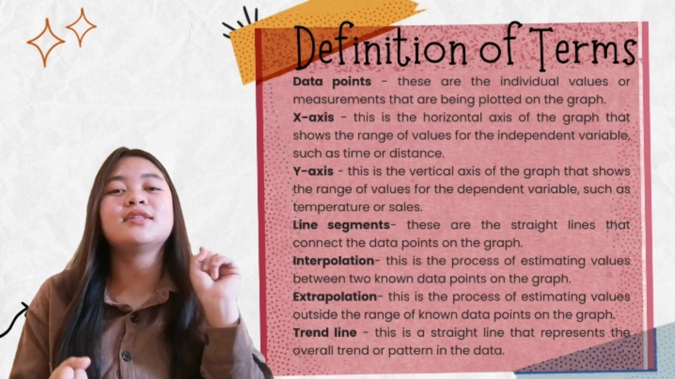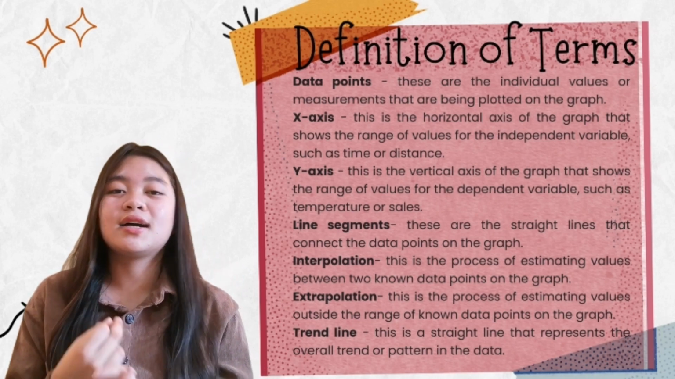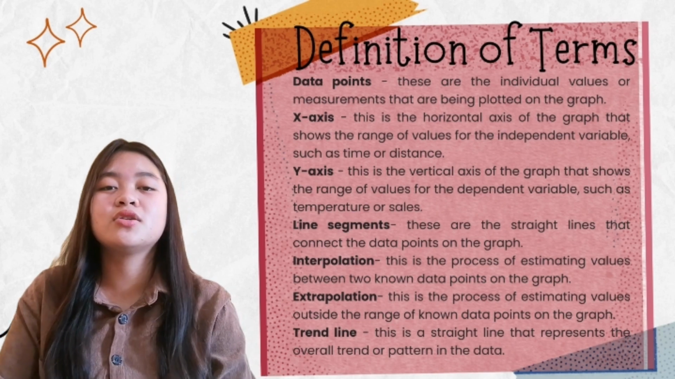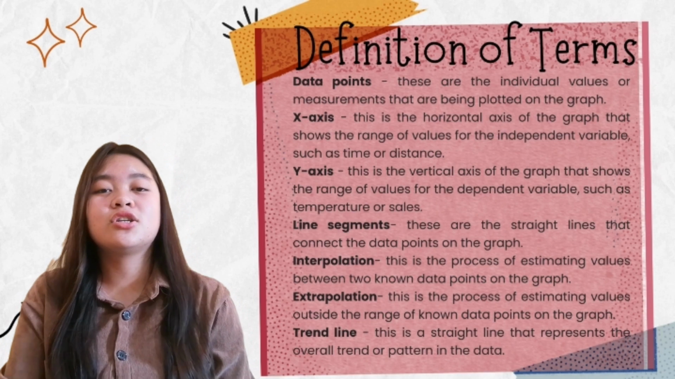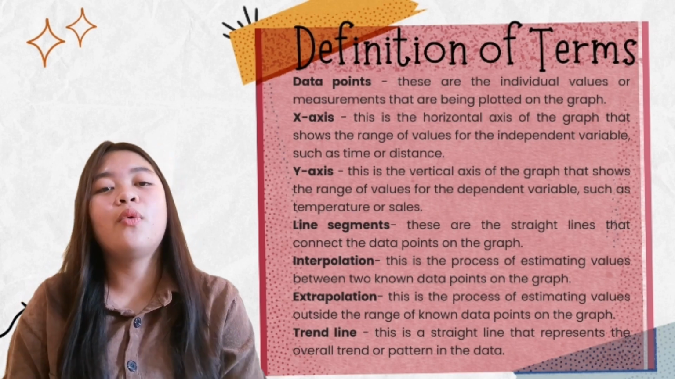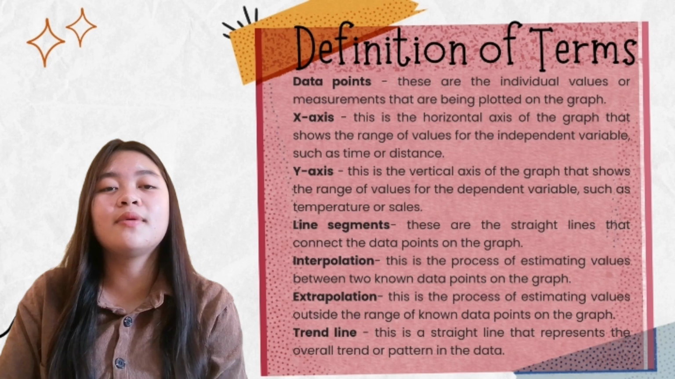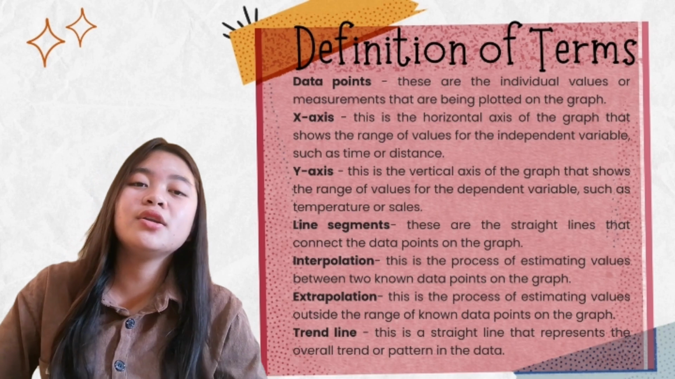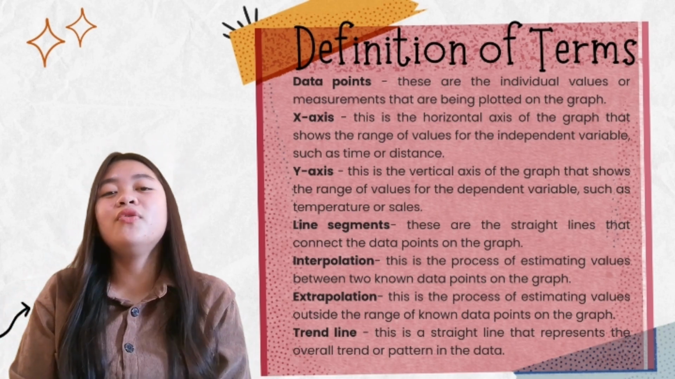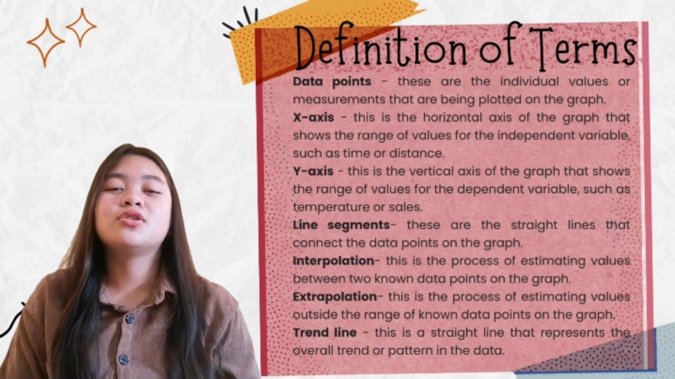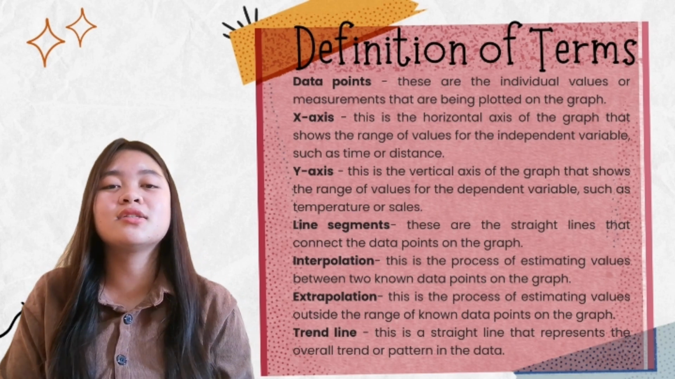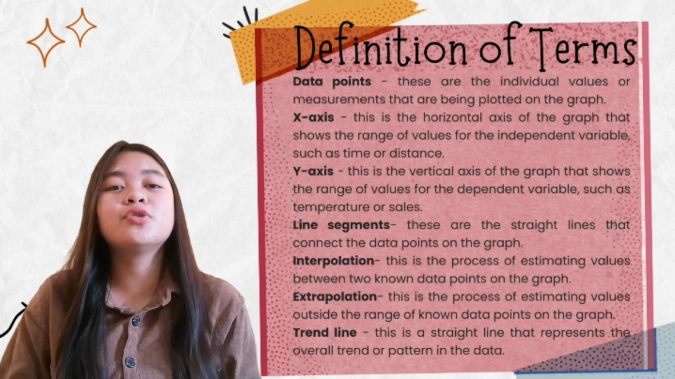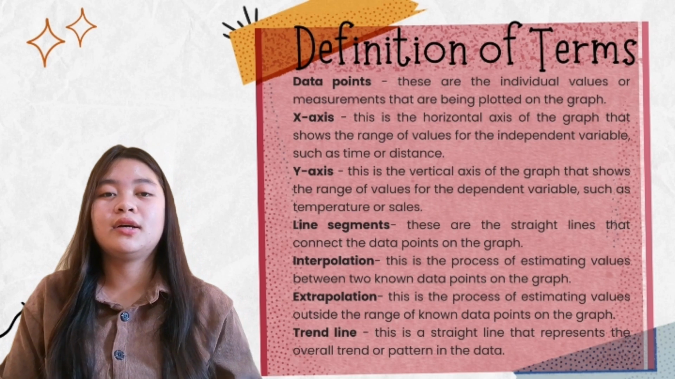Moving on to the x-axis and y-axis. The x-axis is the horizontal axis of the graph that shows the range of values for the independent variable, such as time or distance. The y-axis is the vertical axis of the graph that shows the range of values for the dependent variable, such as temperature or sales. Let's now move on to line segments. Line segments are the straight lines that connect the data points on the graph. These lines help to visualize the trend or pattern in the data.